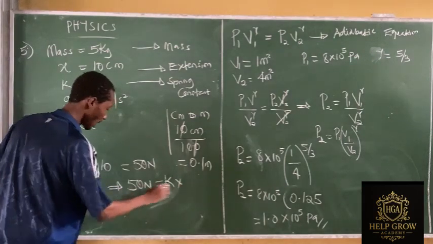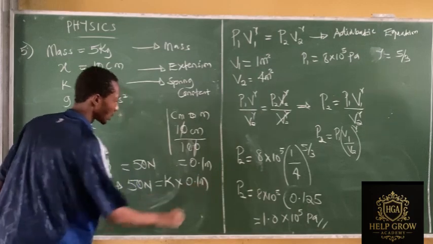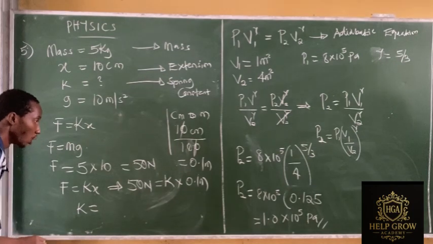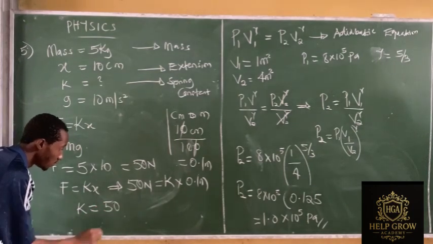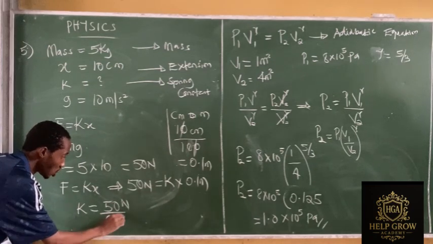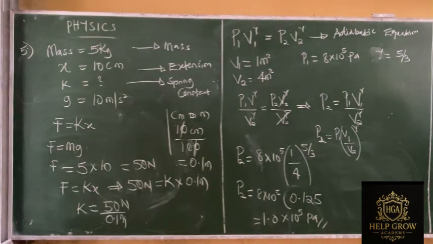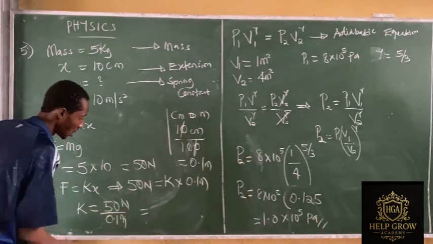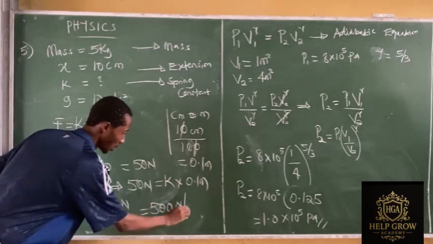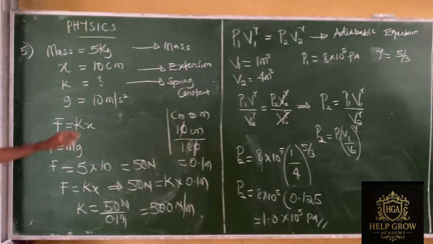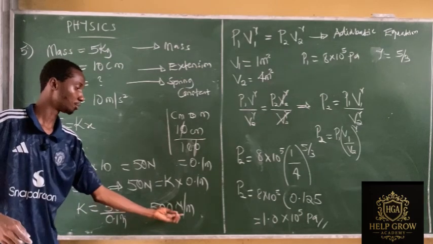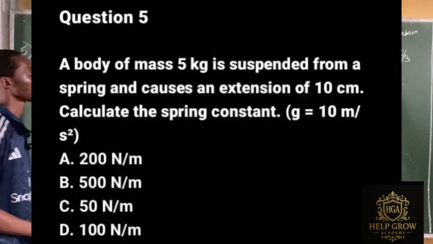So for x, we have times 0.1 meters. If we make k the subject of the formula, k is equal to 50 newtons divided by 0.1 meters. When we do the division, 50 divided by 0.1 gives us 500 newton per meter. Therefore, the spring constant in this question is 500 newton per meter. This is the final answer.